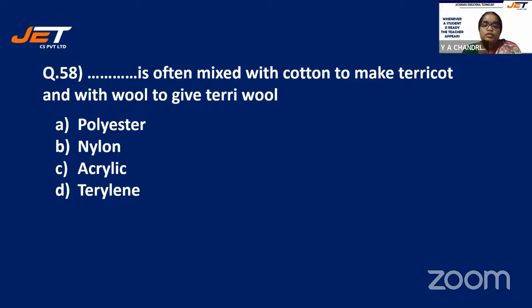Next question. Dash is often mixed with cotton to make terracotta and with wool to give terry wool. Terracotta when you mix with cotton. Terry wool when you mix with wool. So the only material is terylene, that is option D. Terylene is often mixed with cotton to make terracotta and with wool to give terry wool.